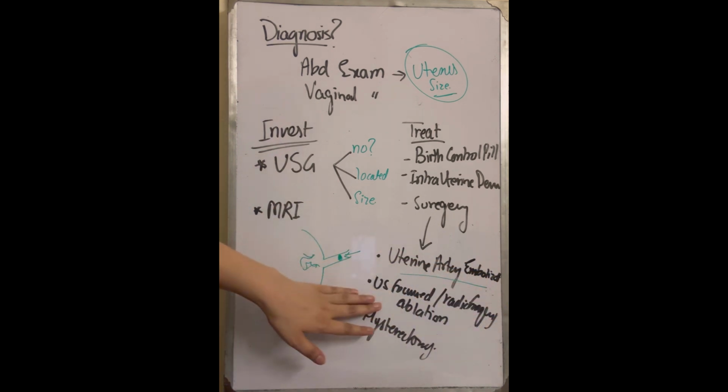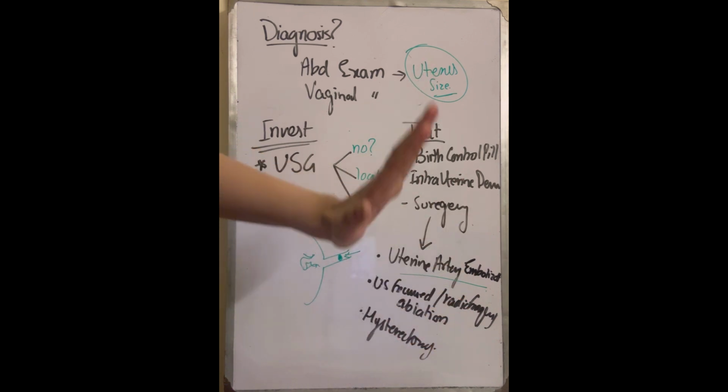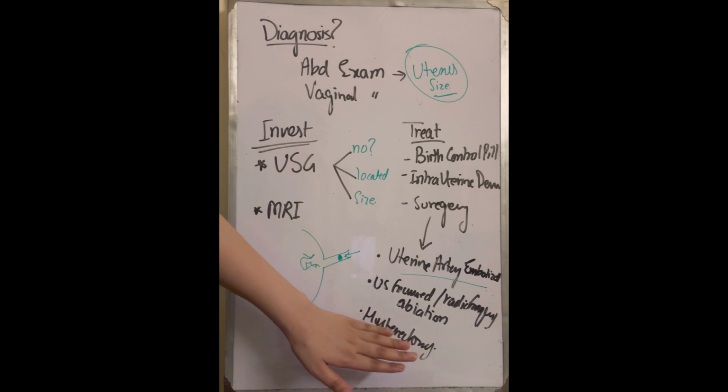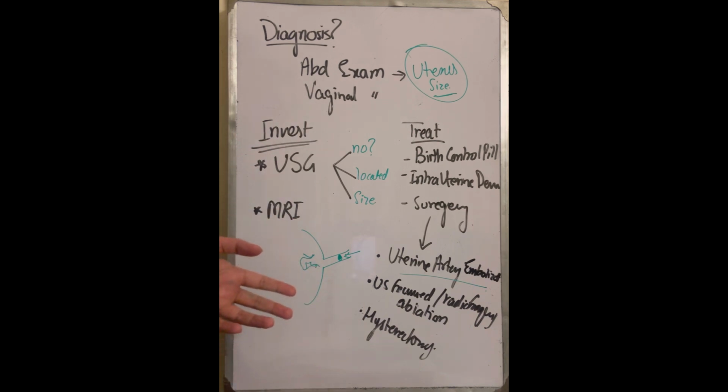Other than that, ultrasound focused or radiofrequency ablation is also an option. You will ablate it, and the last option is always hysterectomy, that is the removal of the uterus, but obviously it will occur in the patients who are postmenopausal, who do not want to conceive, and it is always the last option.